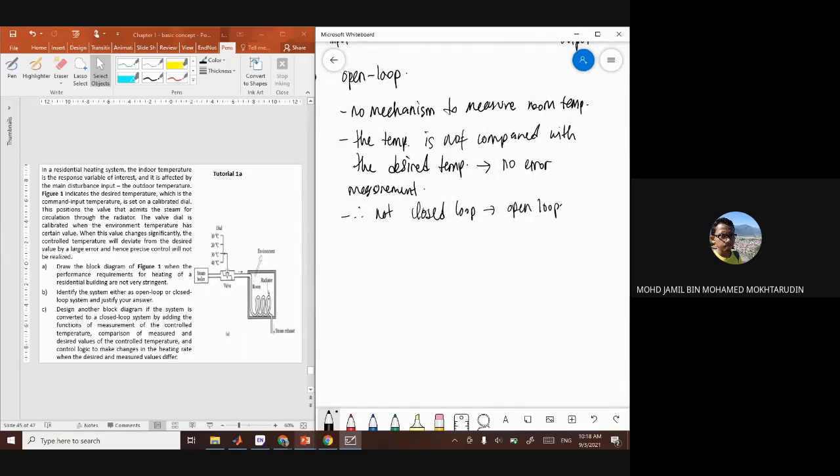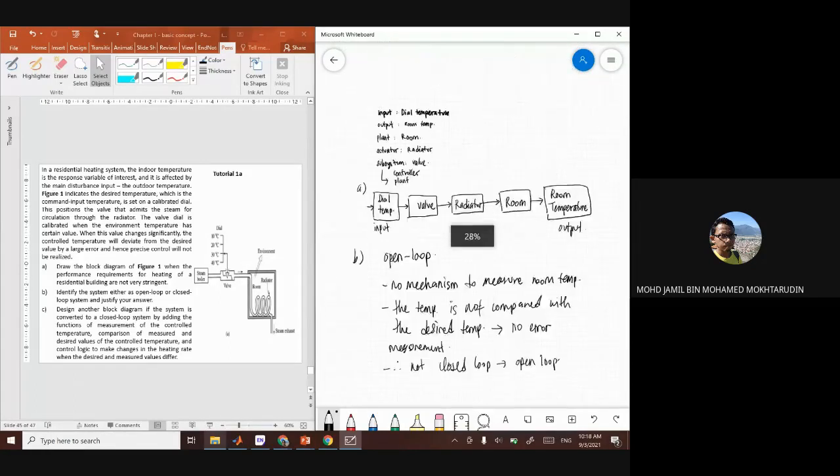Okay, so question C. Design another block diagram if the system is converted to a closed loop system by adding the functions of measurement of the controlled temperature. Okay, so question C already said that you must add a controller, something that measures the temperature, and then comparison of the measured and the desired value, and some control logic. So control logic here is the controller to make changes in the heating rate when the desired and measured values differ.